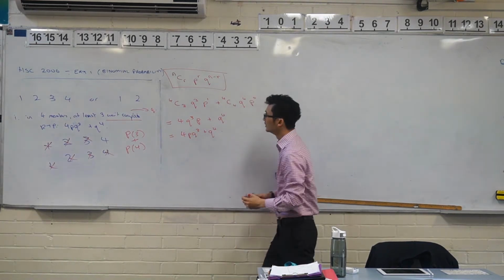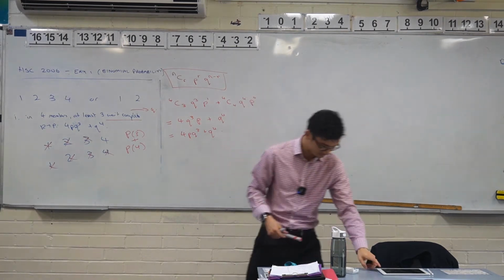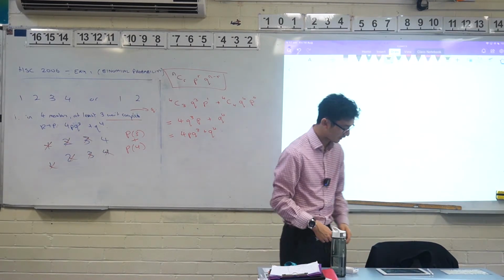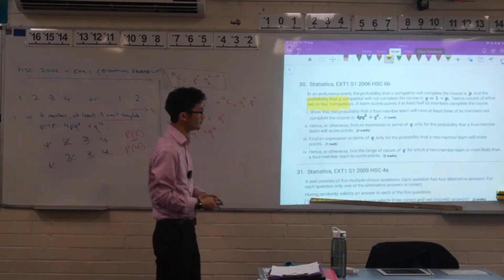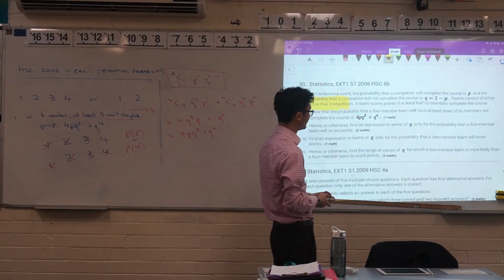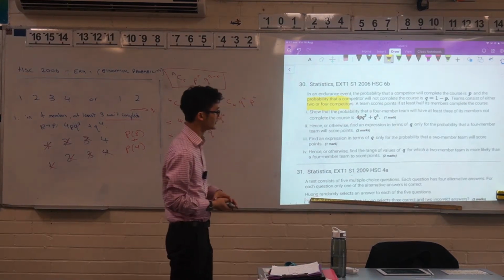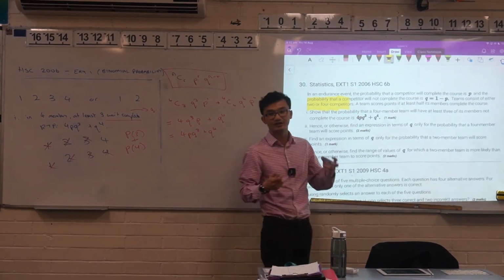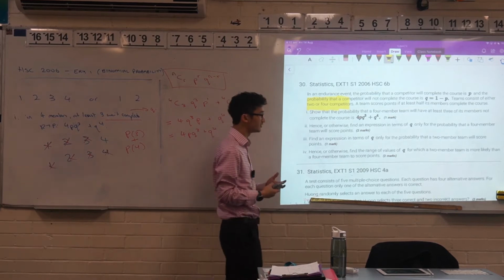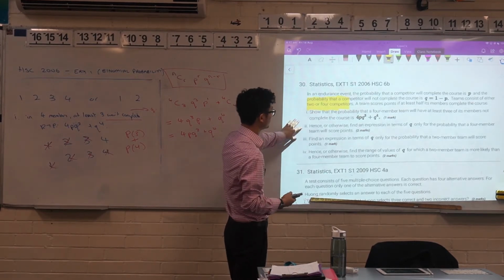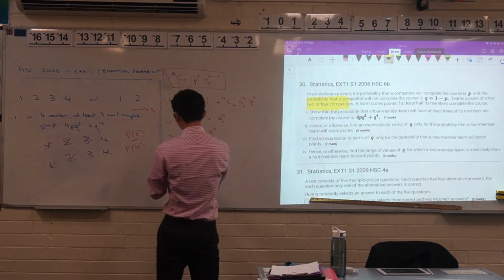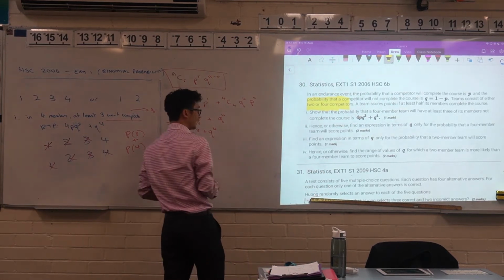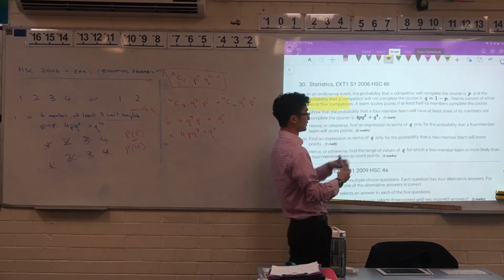That's the first part. Now, the second part, if I go back to it, asks us to say, okay, well, now that you've done that, hence or otherwise, find an expression in terms of Q only for the probability that a full-member team will score points. So go back to, this is where understanding the situation is really important. How do you actually score points? You score points by saying, all right, well, if at least half of your team completes, right? So let's go to part 2 now.